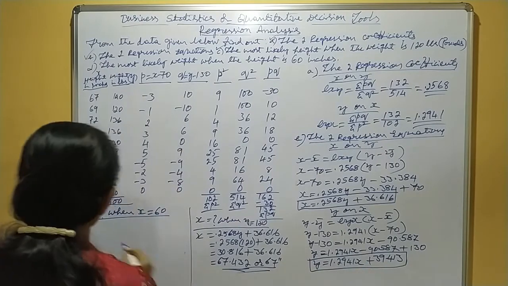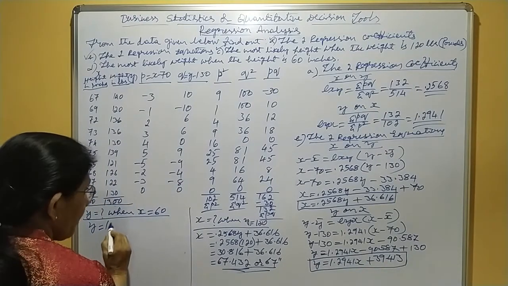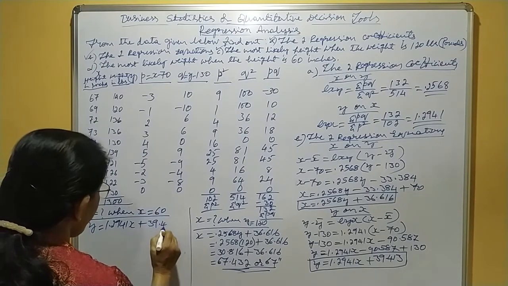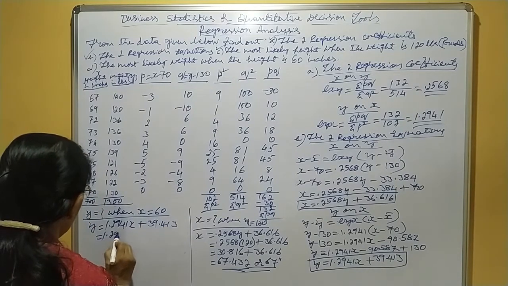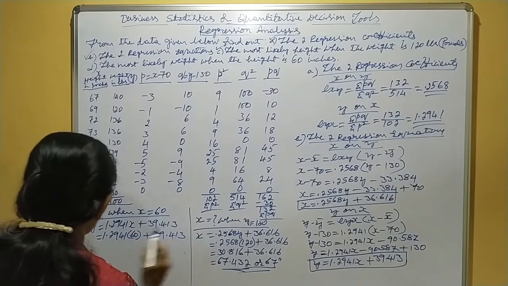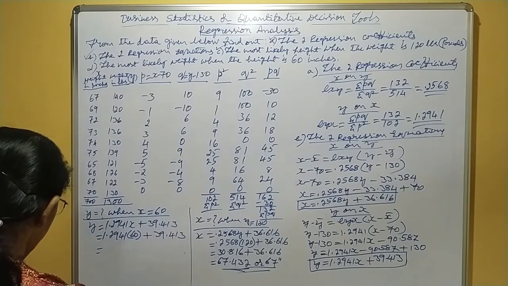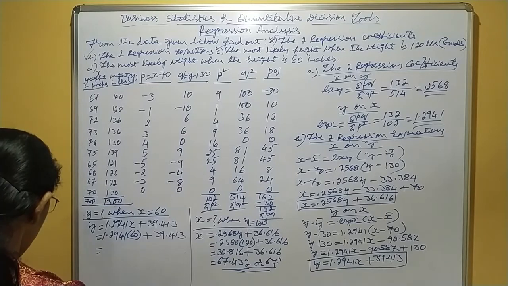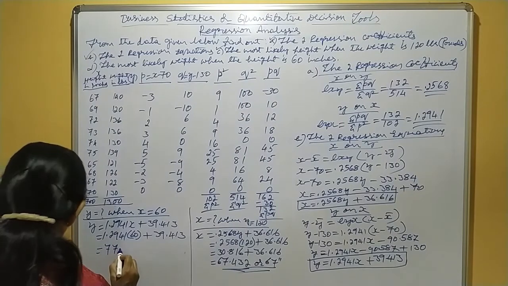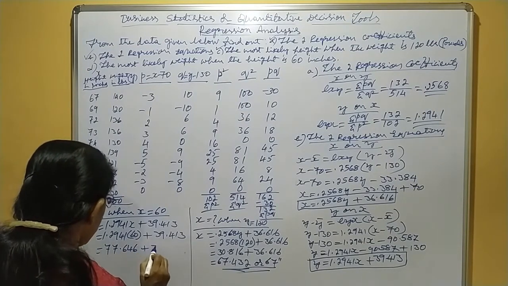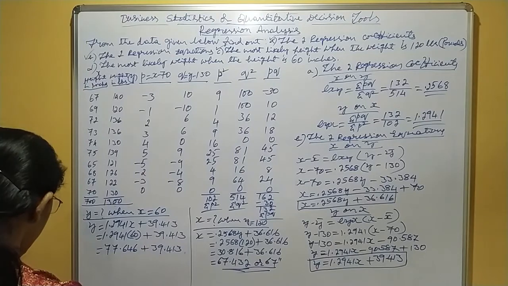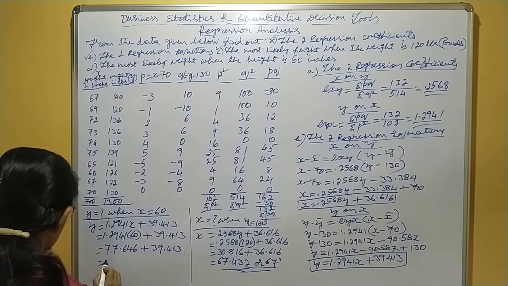We have already arrived at the equation y equals 1.2941x plus 39.413 equals 1.2941, in the place of x take 60, plus 39.413 equals 1.2941 into 60. It is 77.646 plus 39.413.